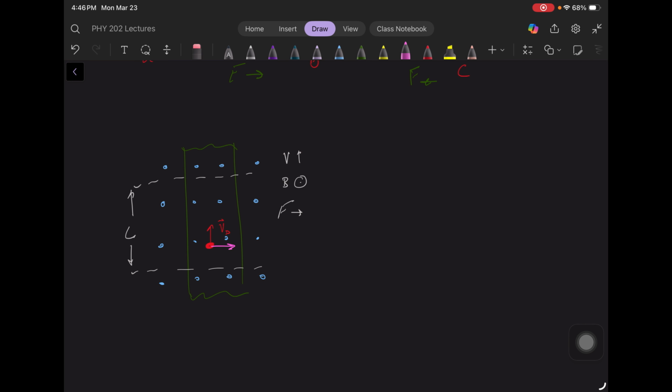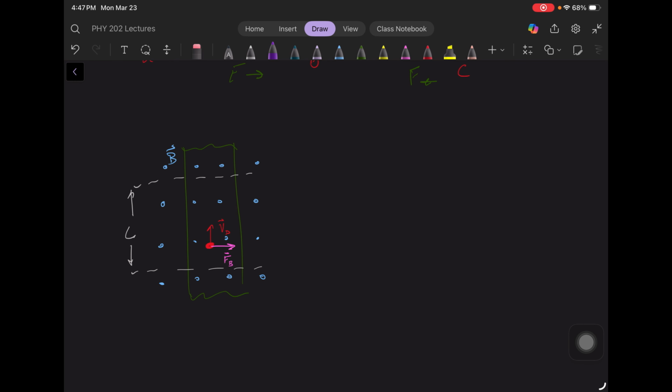And so we're going to have this be the force of the magnetic field. And if we want, we can go ahead and label the magnetic field. And there's a good picture that we have. I'm going to go ahead and erase this so we have better use of our space.